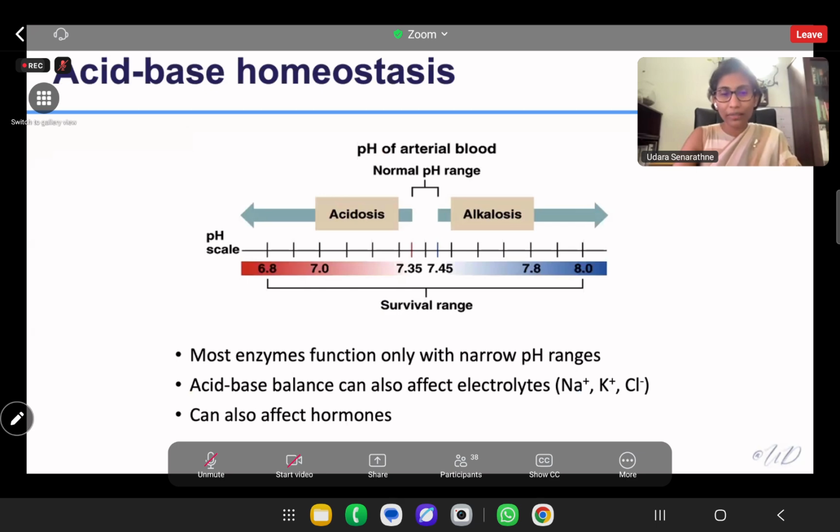7.35 to 7.45. And the main reason being it can affect a lot of enzyme activities and other channels, ion channel activities, and even other hormones. Hormones can be affected by the acid-base status of the human body. And the important thing is it's maintained at a very narrow range. Therefore, maintaining it at the physiologically favorable narrow range can be challenging.